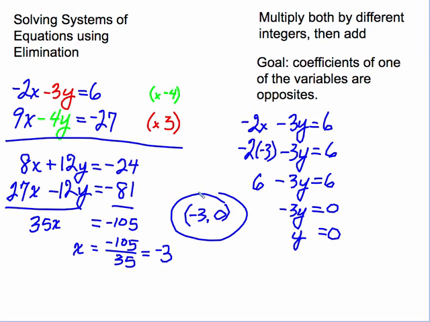And we can check our solution in the second equation. So we'll use 9x minus 4y equals negative 27. 9 times x, which is negative 3, minus 4 times y, which is 0, equals negative 27 minus 0. That equals negative 27, and that is as it should be.